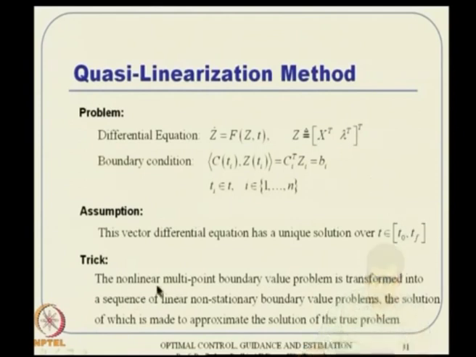So the trick here is that this nonlinear multipoint boundary value problem, not necessarily only a 2-point boundary value problem, is transformed into a sequence of linear non-stationary boundary value problems. The solution will be found from there, and it will approximate the solution of the true problem.